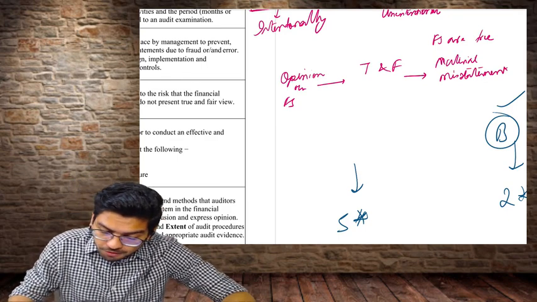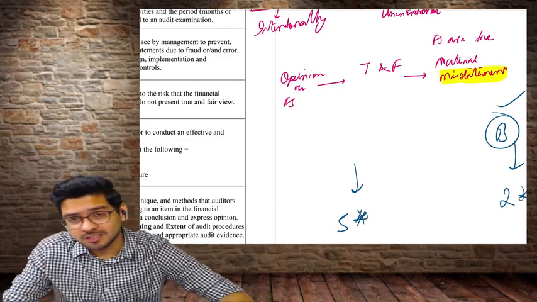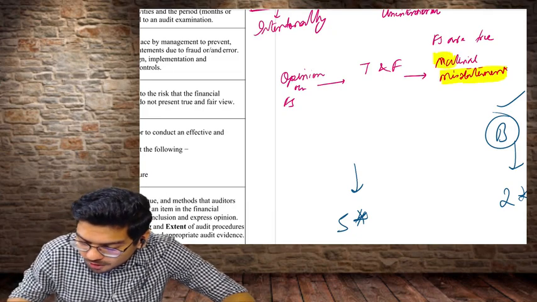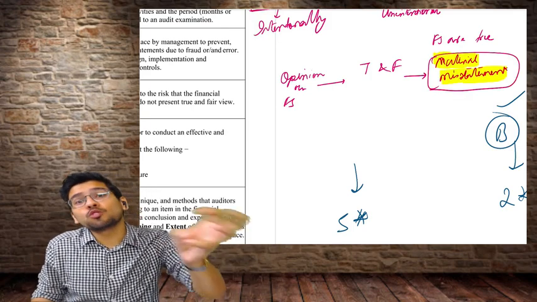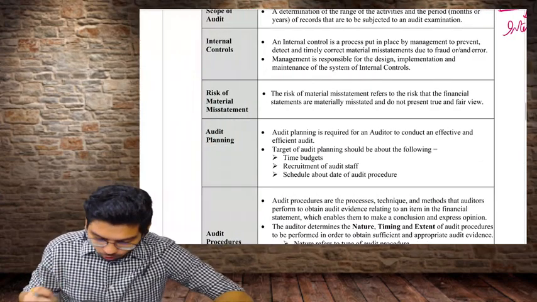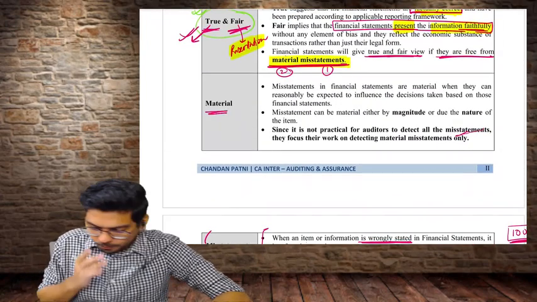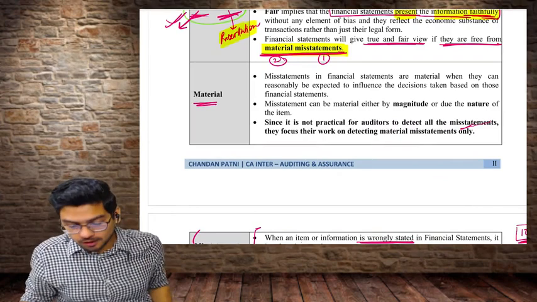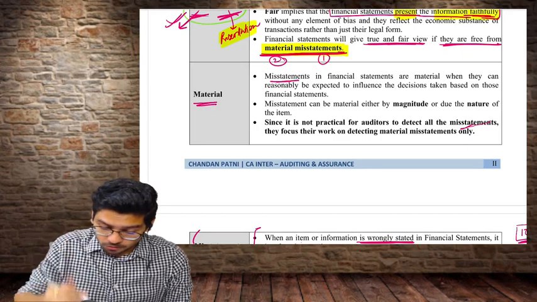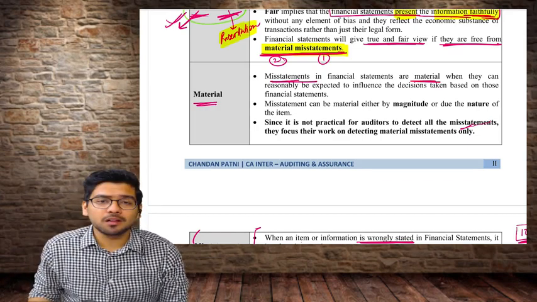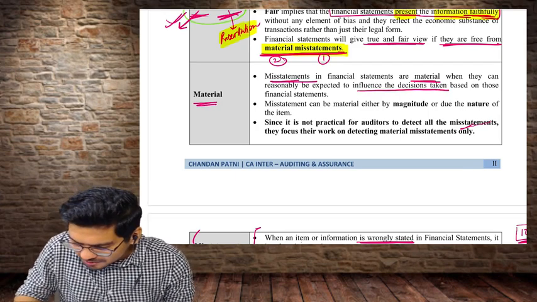But as of now, we have only discussed the word misstatement. Misstatement can be any error, any mistake in the financial statements, but now we need to understand the word material also, so that we can understand the two words together and what amounts to material misstatement. Coming back to the topic, material is given here on page 2. So what is material? Misstatements in financial statements are material when they can reasonably be expected to influence the decisions taken based on those financial statements.